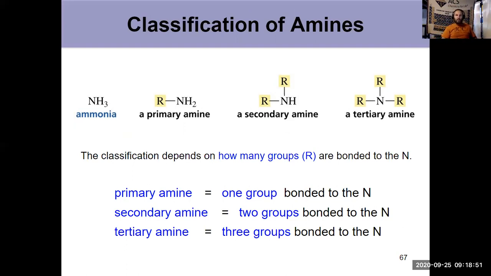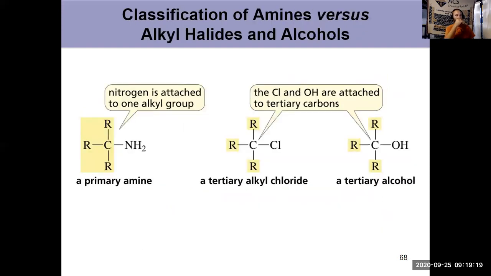The classification of amines depends on how many alkyl groups are bonded to the nitrogen itself. If it has 1 alkyl group, it's called a primary amine. 2 alkyl groups, a secondary amine. 3 alkyl groups is called a tertiary amine. So that depends how many groups are bonded to nitrogen, not the type of carbons the nitrogen is bonded to, just the sum, which is different from alcohols and alkyl halides. And that's summarized on this slide. You're only looking at the nitrogen when you're classifying an amine.